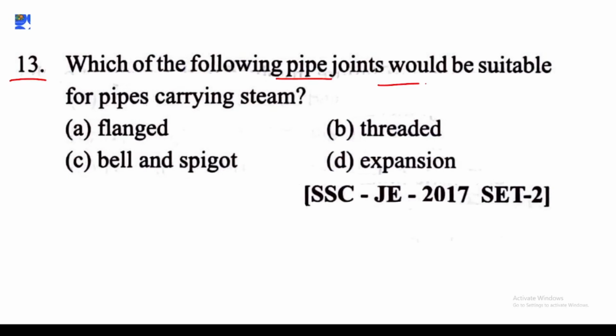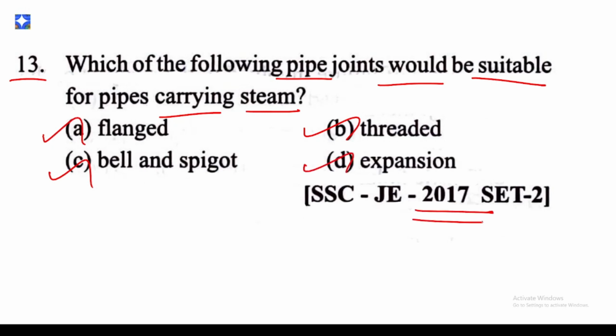Which of the following pipe joints would be suitable for pipes carrying steam? Option A, flanged. Option B, threaded. Option C, bell and spigot. Option D, expansion. This question was also asked in the same year 2017 for set 2.